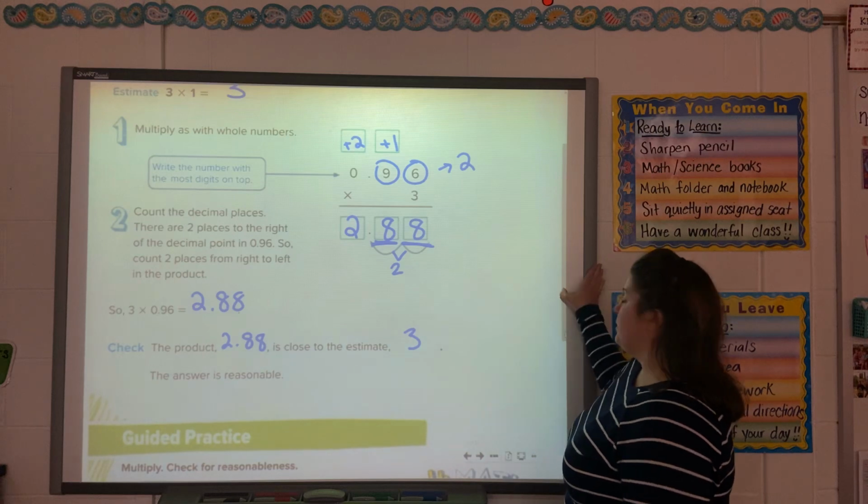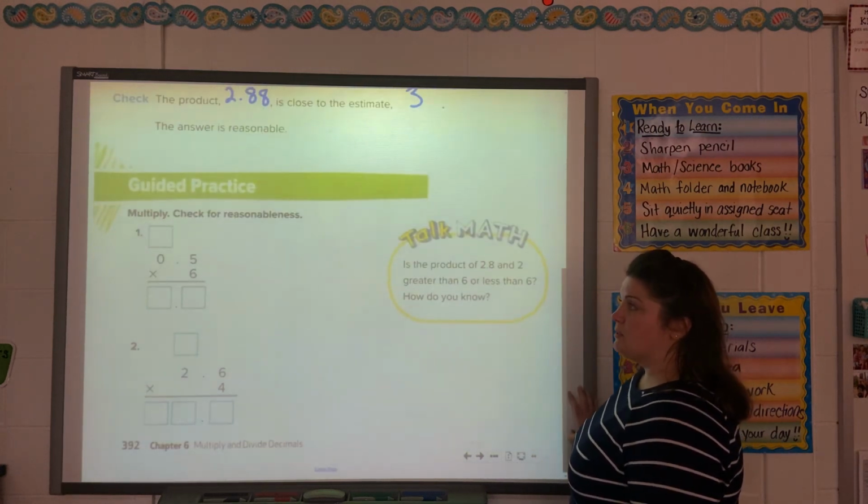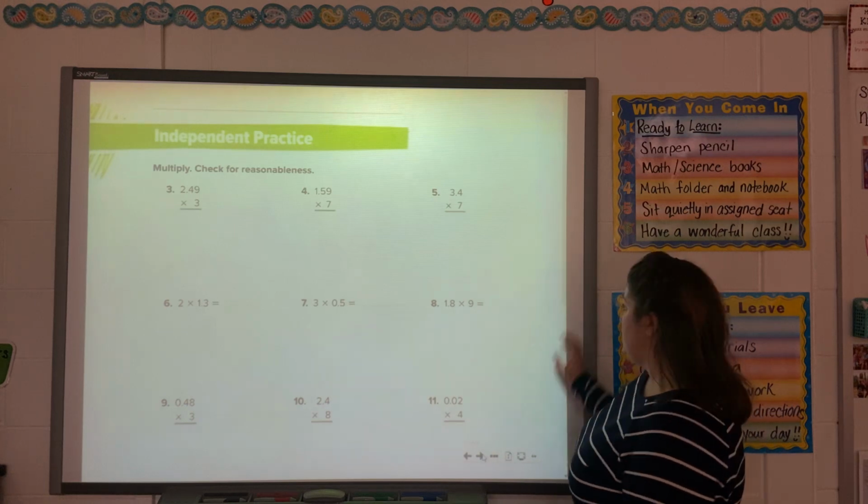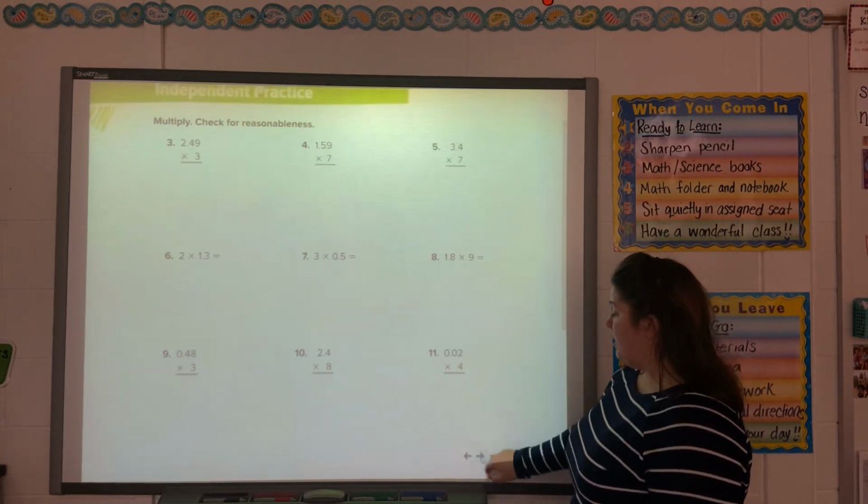At this point, please work on your guided practice. Then move on to your independent practice. And then problem solving.